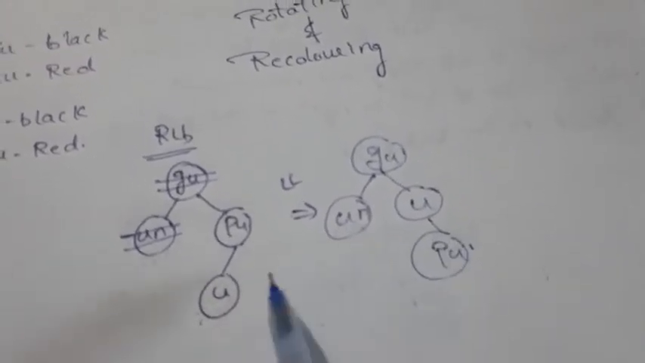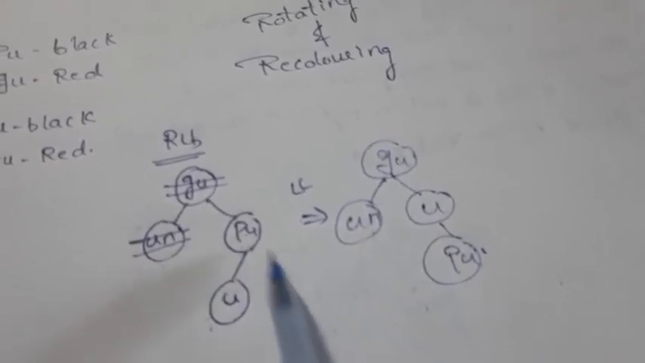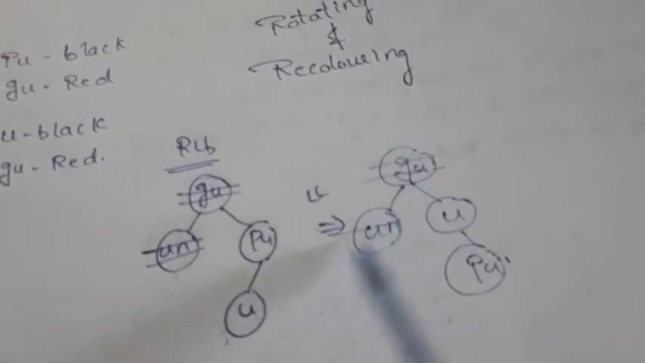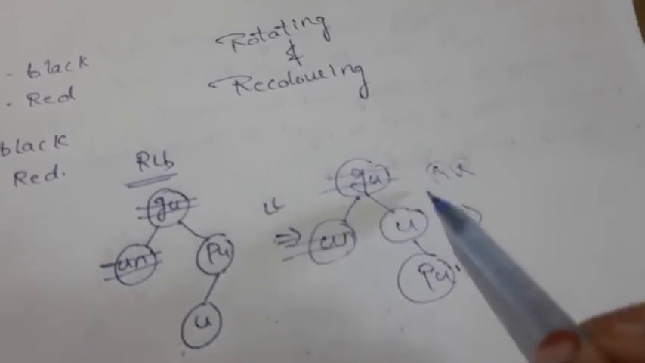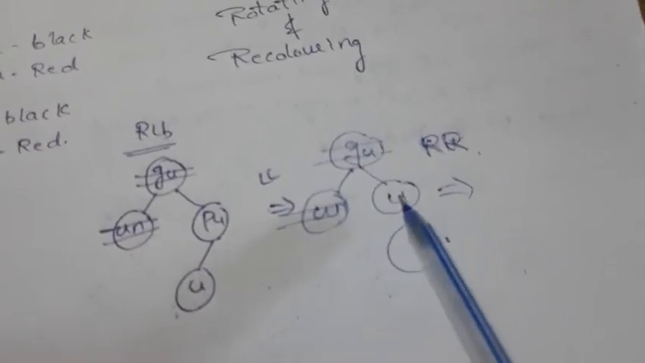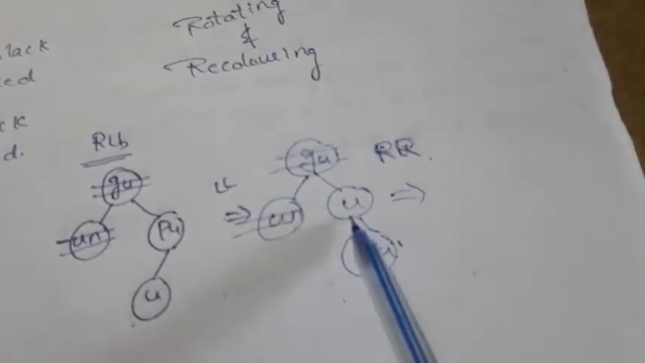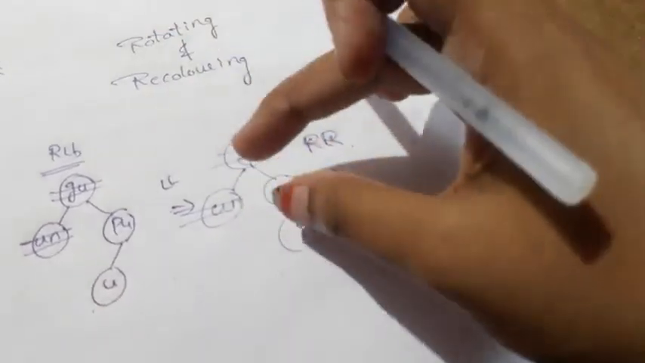This is my left rotation. So I shifted the position to U here and PU to the right of U. So colors are as they are, GU black and UN black. Again I have to apply RR rotation. If I apply RR rotation here, U will be my root node. So simply the tree will be transformed like this.